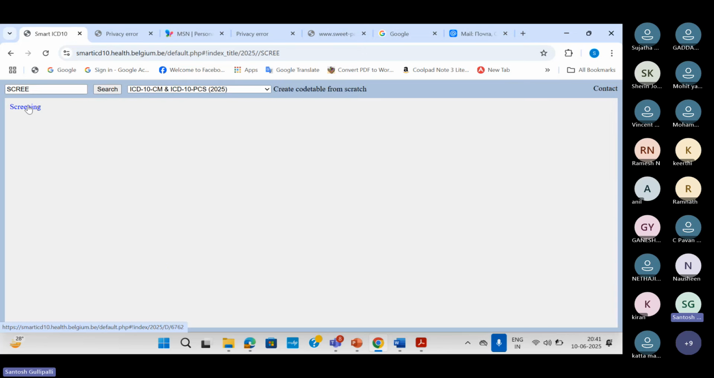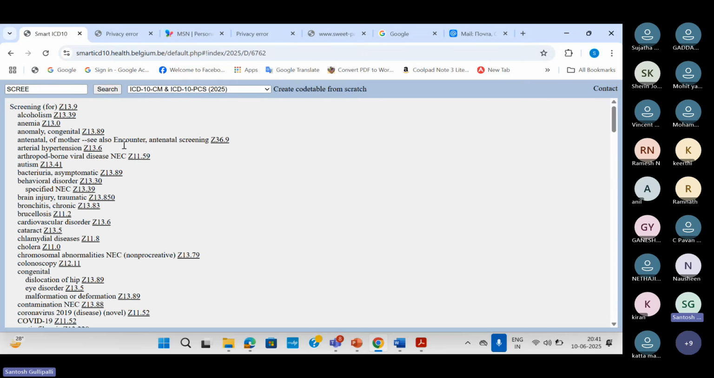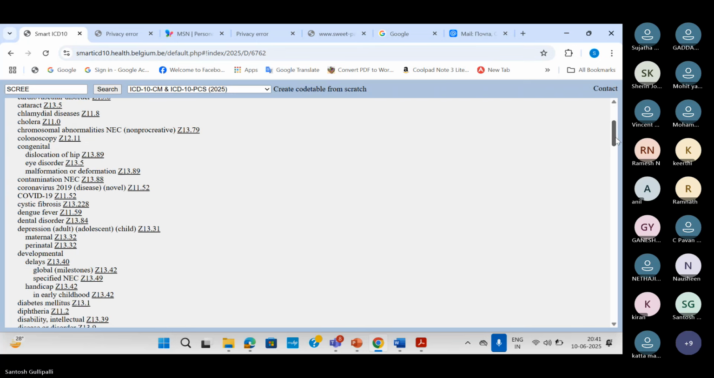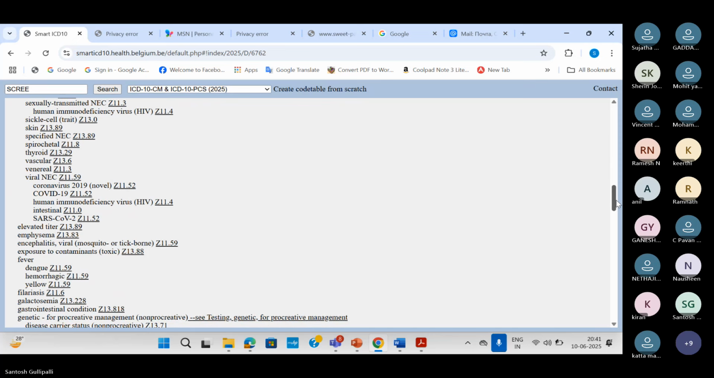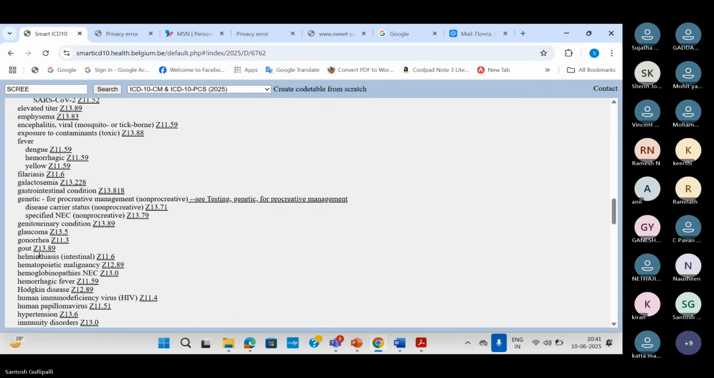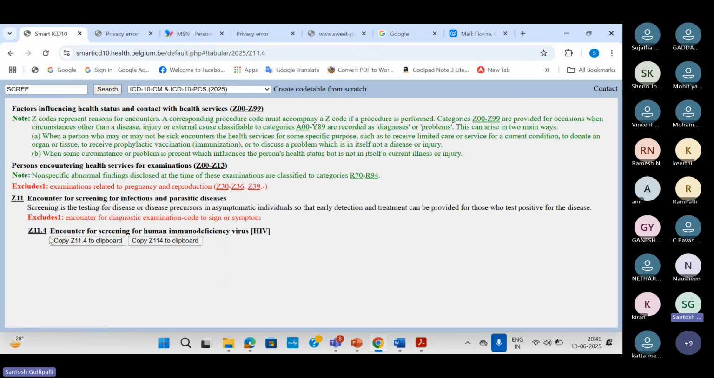Okay, so screening for HIV, human immunodeficiency virus. The code is Z11.4. So this is screening for HIV, or a lab test for HIV.